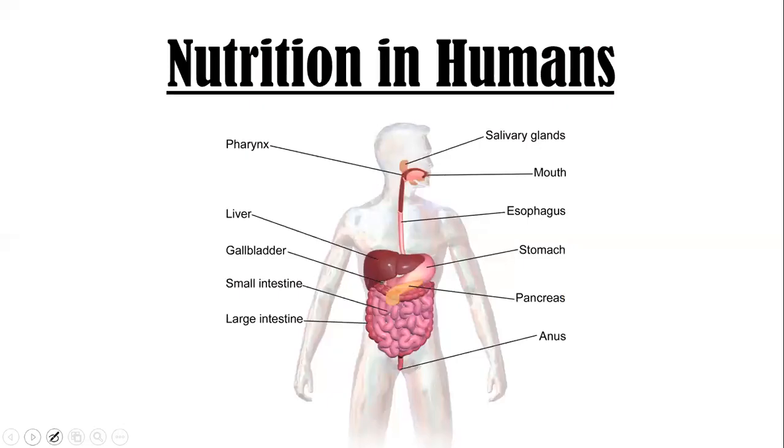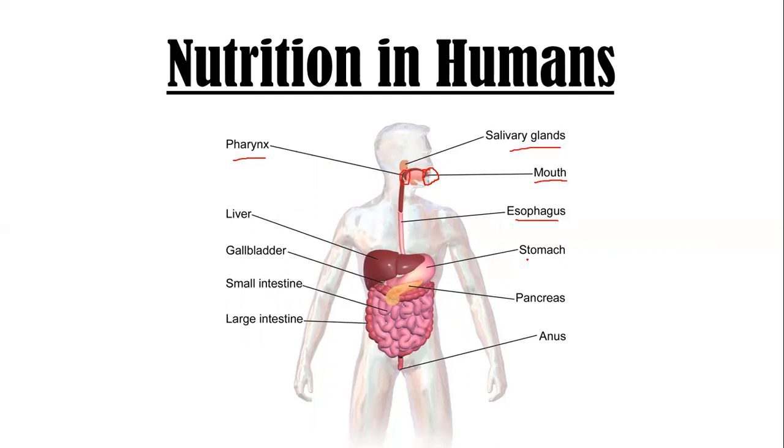Now, nutrition in humans. This is a labeled diagram of nutrition in humans. First, the food enters the mouth, which is situated here. The mouth has teeth and salivary glands in it. Salivary glands are here and teeth are here. Then the food travels through the esophagus, which is also known as the food pipe. I think the pipe is visible for you.